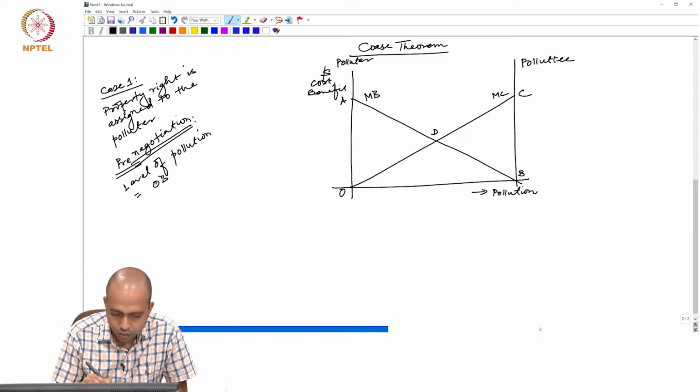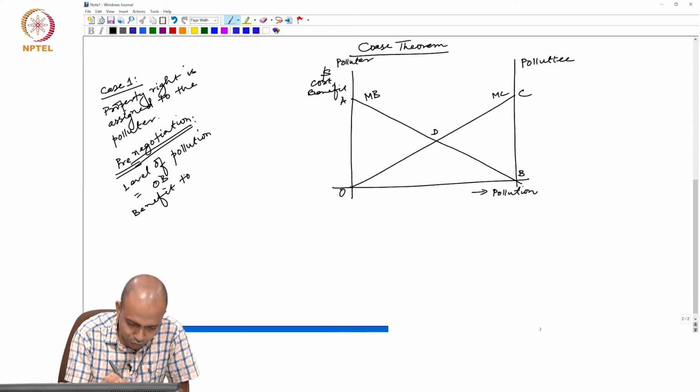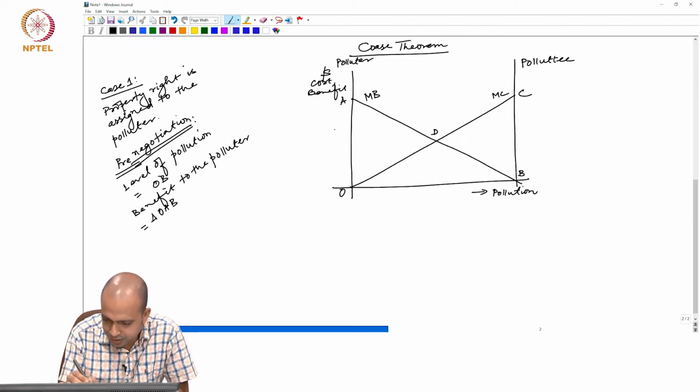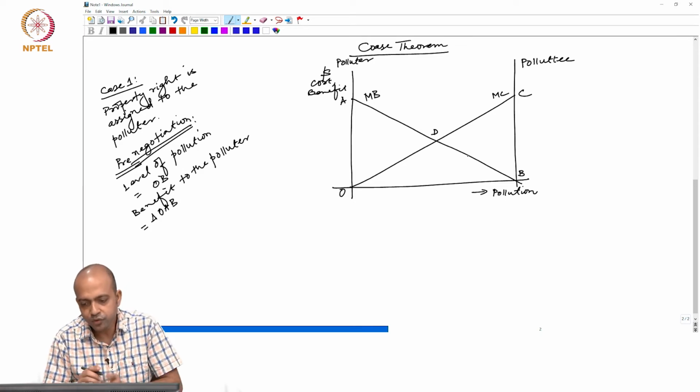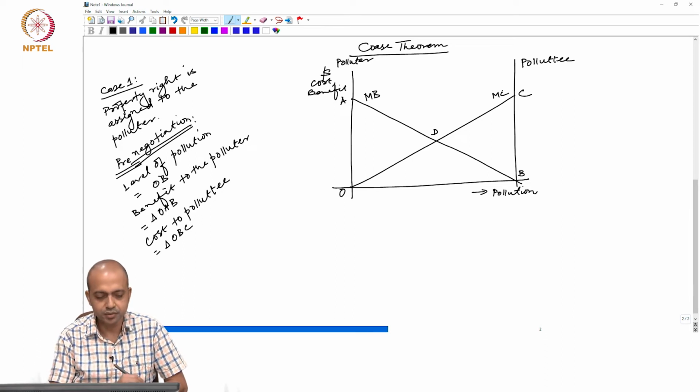Okay. Now, we will calculate the benefit to the polluter. What is the benefit? Obviously, the OAB triangle, this entire triangle, is the benefit. And what is the cost to the pollutee because of this pollution? It equals the triangle OBC.